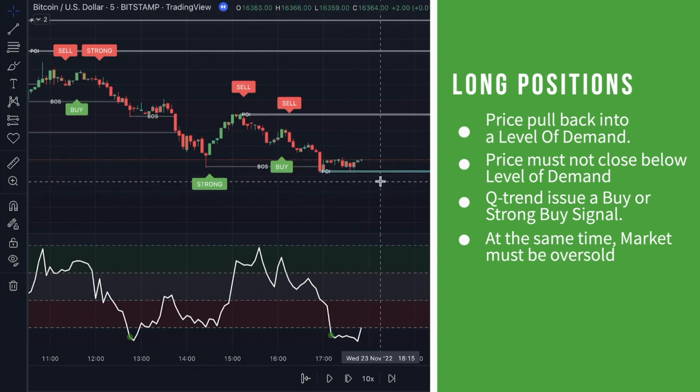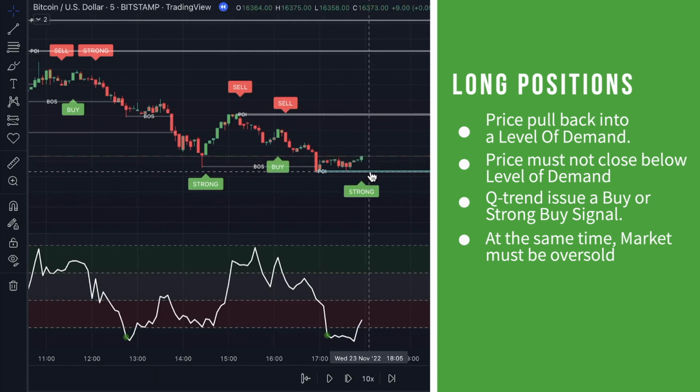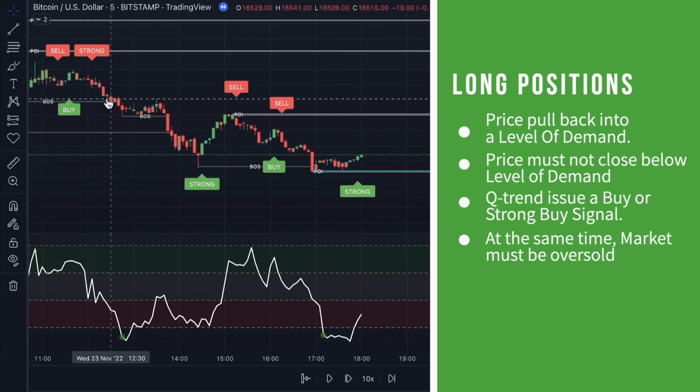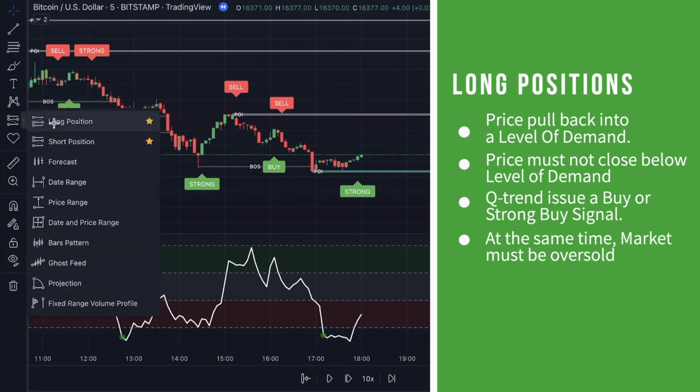Next, the Q trend indicator must issue a buy or strong buy signal. Lastly, at the time the Q trend indicator issues a buy signal, the money flow index's white line must be in the red zone, showing that the market is oversold. Once all 3 conditions are met, we are going to enter a long trade at the close of the trigger candlestick.